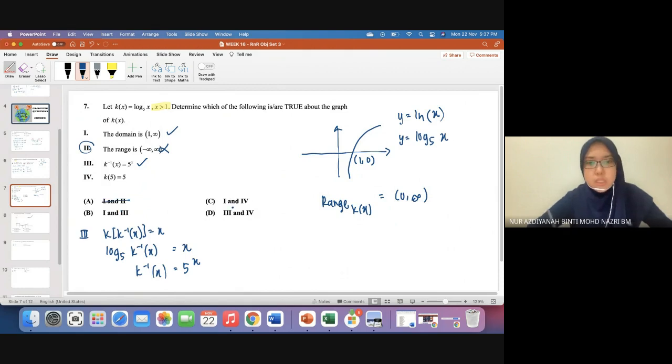Okay, kita potong statement number 2. Okay, and k5 is equals to 5. Okay, try to substitute k5. So log 5 base 5 is not equals to 5, but it should equal to 1 bila value dia sama. So statement number 4 ni pun salah.